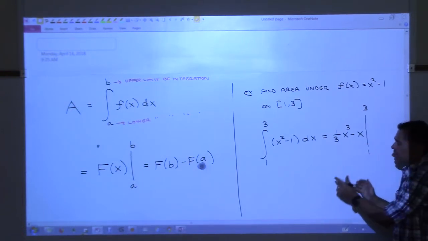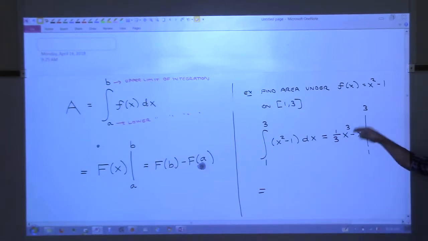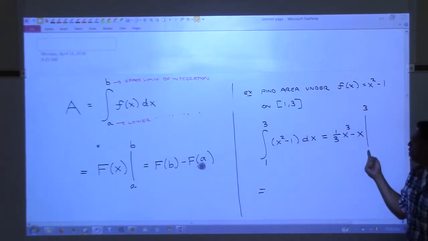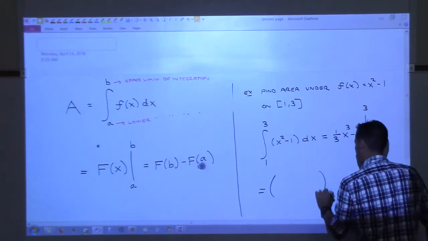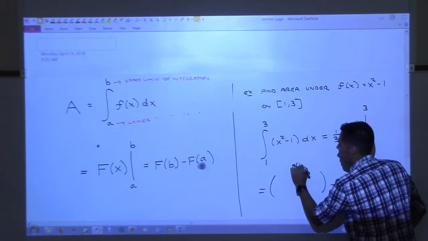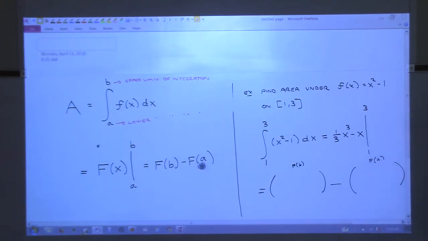And now the next step would be to plug the 3 in, right, because 3 is the b. Plug 3 in, and then once you get that answer, subtract from it the 1 being plugged in. See that? So I like to do it this way. I like to write 2 sets of parentheses. One of them is going to be for my f of b, and this one's going to be for my f of a, and then I'll subtract the 2. All right, so let's plug in 3. Plug in 3 into here.